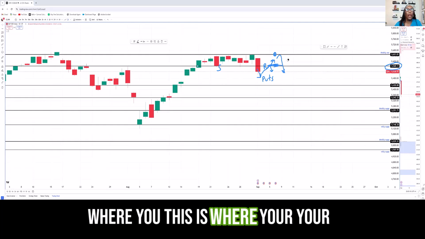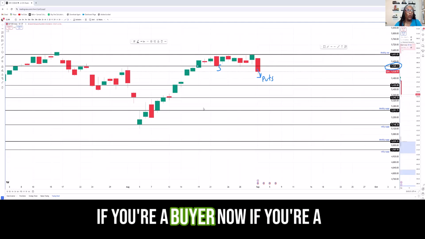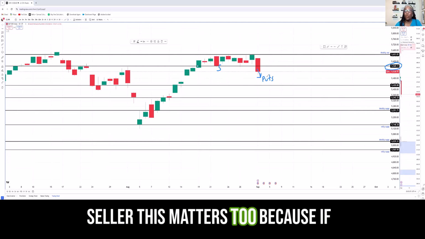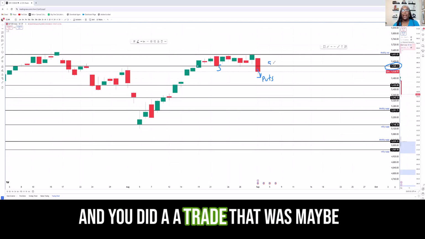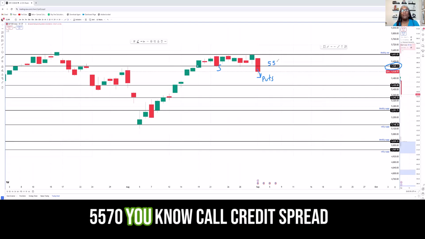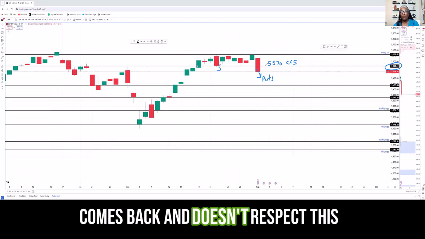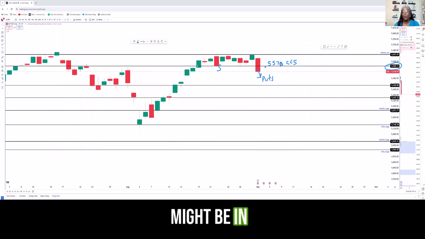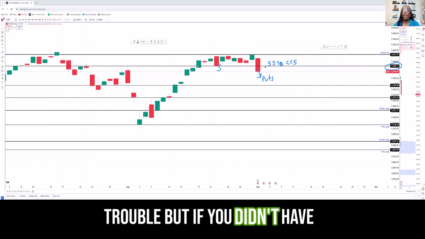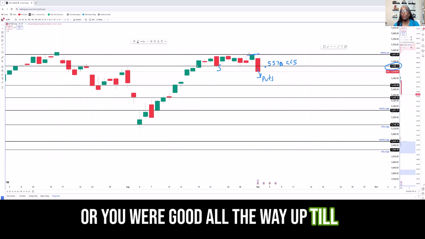This is where your knowledge of support and resistance can really come in handy if you're a buyer. Now, if you're a seller, this matters too. Because if you entered, let's say you're selling and you did a trade that was maybe a 55.70 call credit spread, which is the thought that you believe it's going to keep going down, and it comes back and doesn't respect this 55.68, then that lets you know that my 55.70 trade might be in trouble. But if you didn't have anything marked here, you may feel like you had a free for all, or you were good all the way up till here.